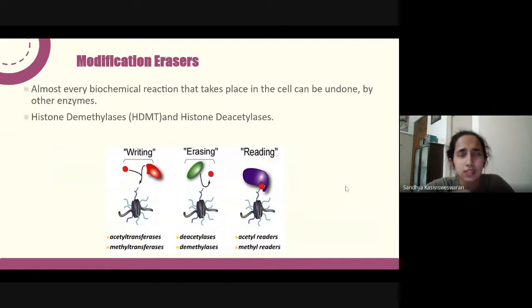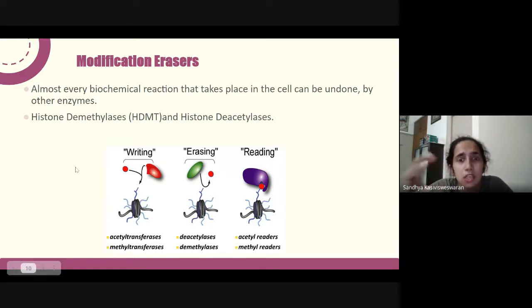So just like most of these changes that happen in your epigenome, all your epigenetic changes are reversible. So if they can be added, they have to be removed as well. Because as we know, your epigenome can be changed by the environment that you live in. So if I have to be able to respond to the environment, then I have to be able to change, right? So that means it has to be easy to write and it has to be easy to erase.